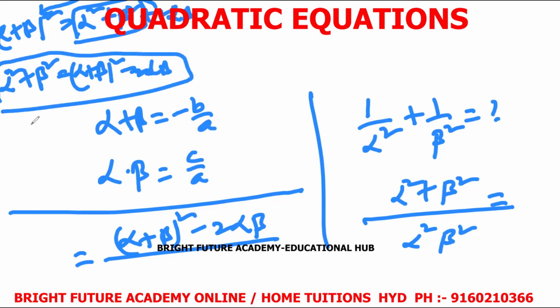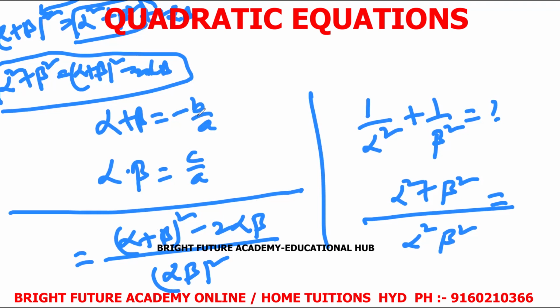So based on this, whatever you have as alpha square plus beta square, instead of that, we can write alpha plus beta whole square minus 2 alpha beta. And come to the denominator, alpha square beta square. How can we write it? Alpha beta whole square. Very good. Now substitute the values.